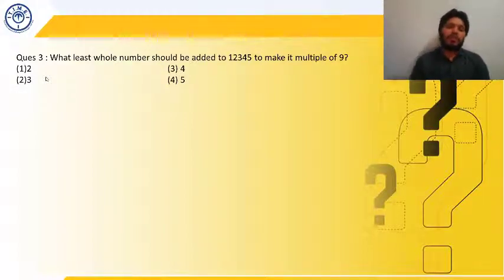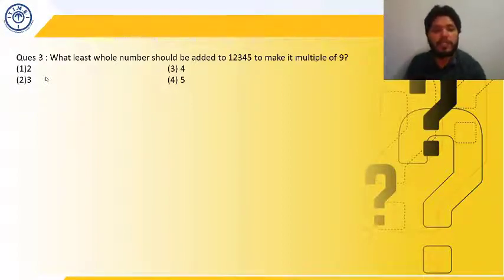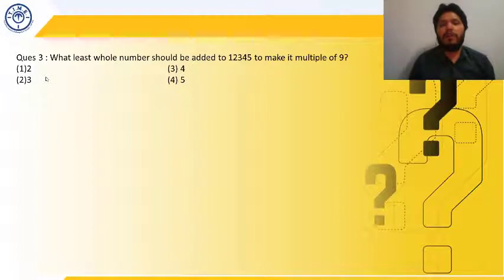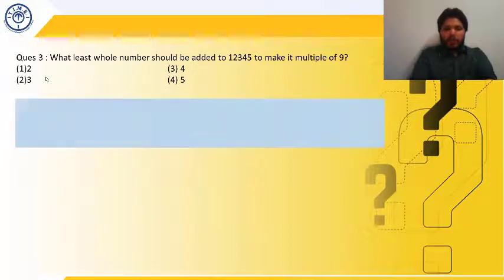So what is 1 plus 2 plus 3 plus 4 plus 5? It is 1 plus 2 is 3, 3 plus 3 is 6, 6 plus 4 is 10, 10 plus 5 is 15. So 15 is going to be the sum. Now for a number to be divisible by 9, that sum should be divisible by 9, and what least number should be added to 15 to make it divisible by 9? After 15, the closest multiple of 9 is 18. So if we add 3 to 15, we get 18. The sum will become 18, and if the sum becomes 18, then the number is divisible by 9. I hope it is clear to everyone.